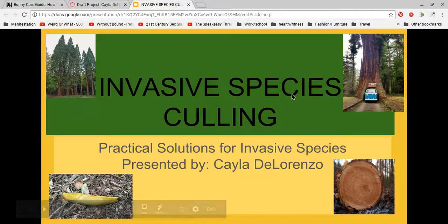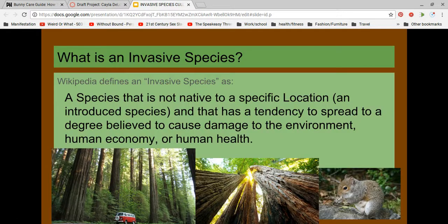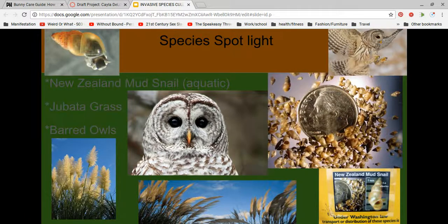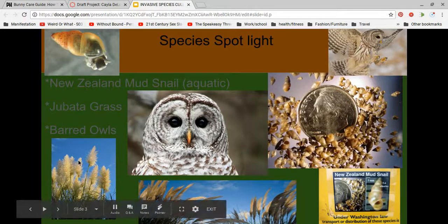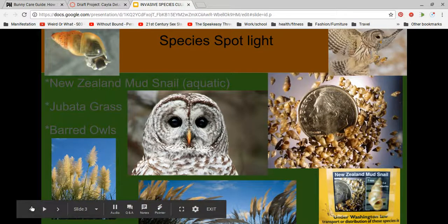So today for my forestry class, I'm going to be talking about invasive species culling and practical solutions for that. Over the years, forestry managers, biologists, and advocates have been keeping a close eye on native species evolution and survival in Humboldt forests, along with combating pollution, deforestation, and ever-changing knowledge about ecosystems. There's been an abundance of invasive species that have been wreaking havoc on the environment.